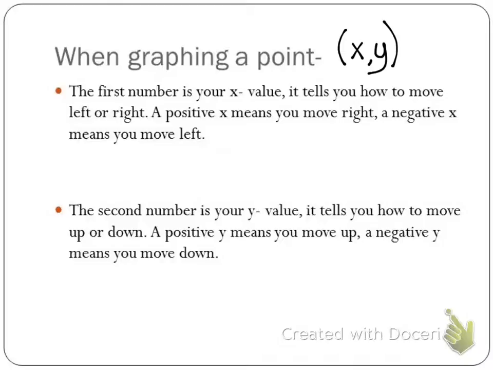So if the first number is 0, you skip the side-to-side step. You just start moving up or down. Or if the second number is a 0, you don't move up or down at all. You just stay on the x-axis. Okay? Any questions on this?